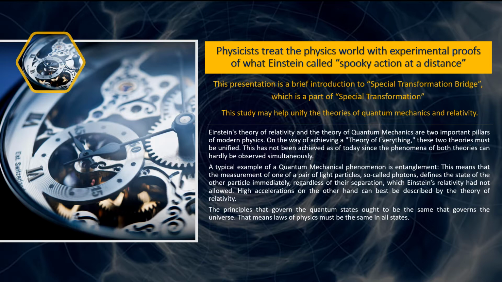A typical example of a quantum mechanical phenomenon is entanglement. This means that the measurement of one of a pair of light particles, so-called photons, defines the state of the other particle immediately, regardless of their separation, which Einstein's relativity had not allowed.